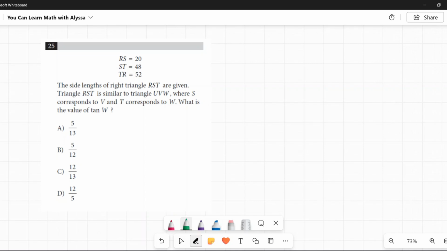The RS, that's our little short side. ST is our longer side, and our longest side, our hypotenuse, is TR. Okay, so RST. There we go. Got it. Got a right triangle.